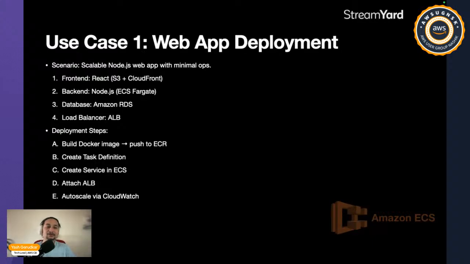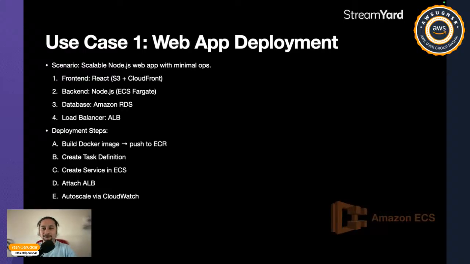Moving to the deployment steps. The first thing to do is build a Docker image and push it to ECR. From there, we create a task definition. We create a service in ECS, and we attach our application load balancer, which will take care of load balancing for our application, and it will automatically scale with CloudWatch. CloudWatch is a service where we look at whatever logging is there. It's an out-of-the-box service from AWS, so we can integrate it with pretty much everything. This helps us when we deploy our applications to AWS. So that was our use case one.